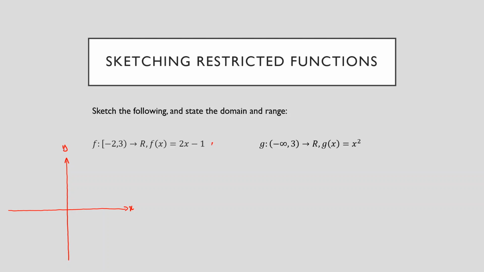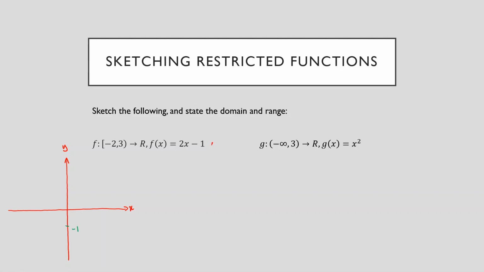All right, let's find our critical pieces of information. So intercepts and endpoints. So we already know that the y-intercept is going to be -1, so we can pop that in. Use another color. So -1 would be here.